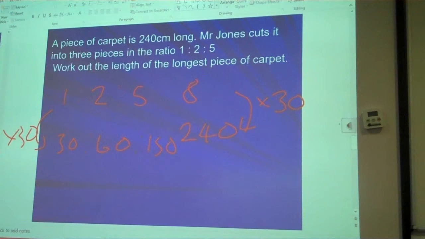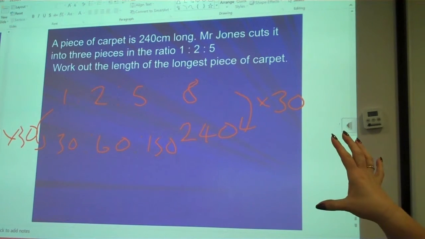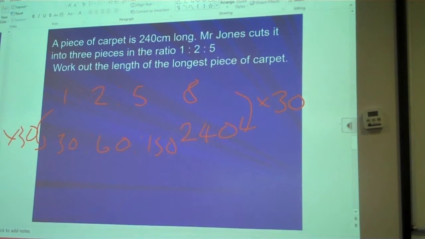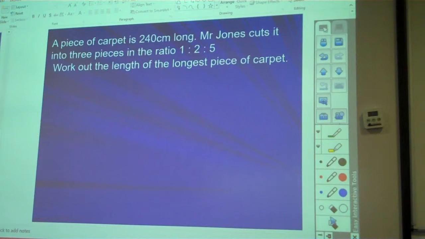30, 60 and 150. Definitely think it's a good idea for you to write all of those numbers on and then look at what you're asked to do. So work out the length of the longest piece of carpet, which is in fact 150. Well done. Okay, next question.